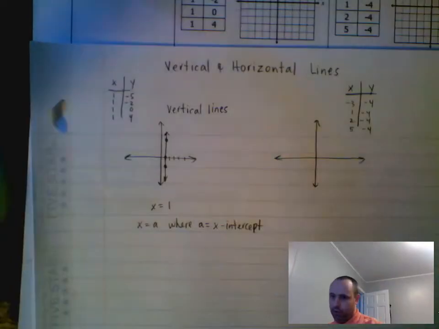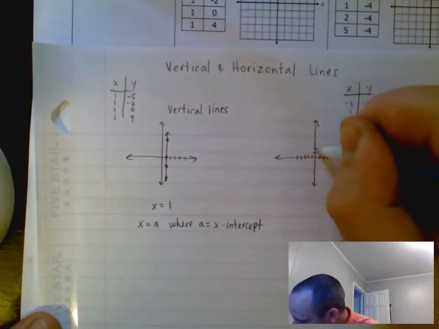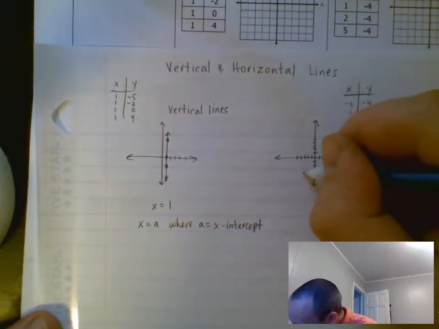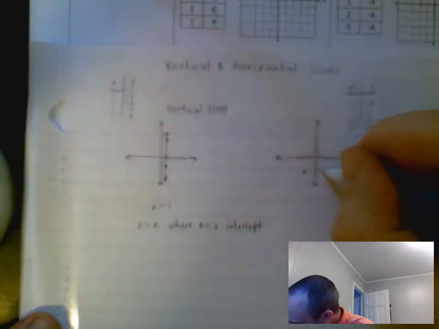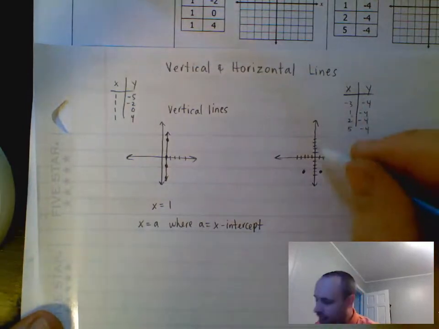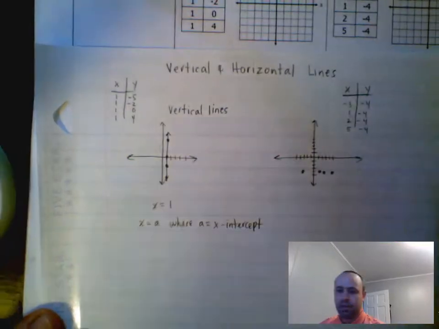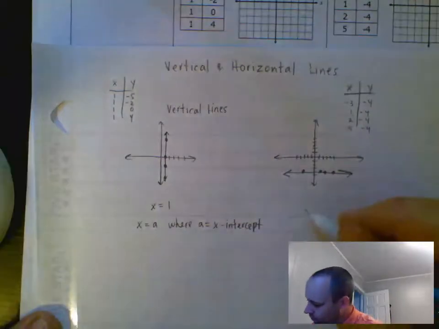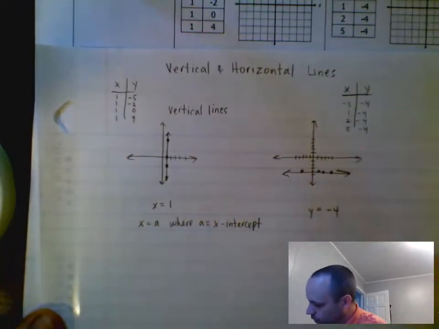On the other one, we have x is -3 and y is -4. So that's going to be right here. Then when x is 1, y is -4. When x is 2, y is -4, and I'm getting these off the chart values. And when x is 5, y is still -4. So we have this horizontal line. And when you have a horizontal line, y is going to be equal, in this case, to -4.